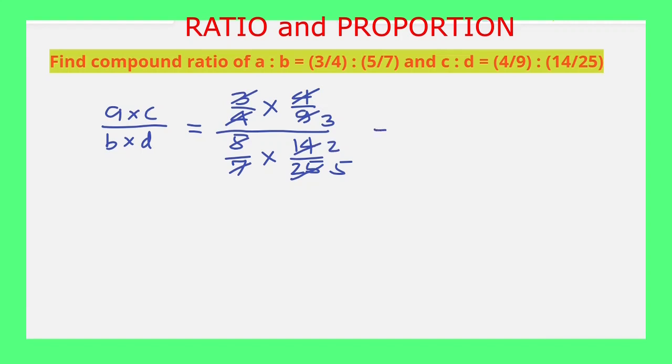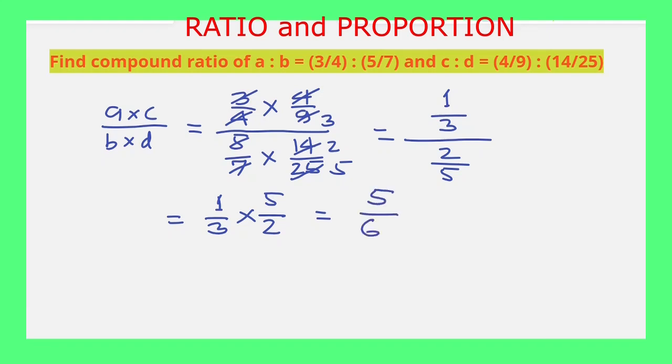So we get this equal to 1 upon 3 upon 2 upon 5. This is equal to 1 upon 3 multiplied by 5 upon 2. As denominator of denominator becomes numerator, so 2 upon 5 becomes 5 upon 2. And this is equal to 5 upon 6. Thus compound ratio is AC ratio BD equal to 5 ratio 6. I hope you have understood how to solve such type of question.